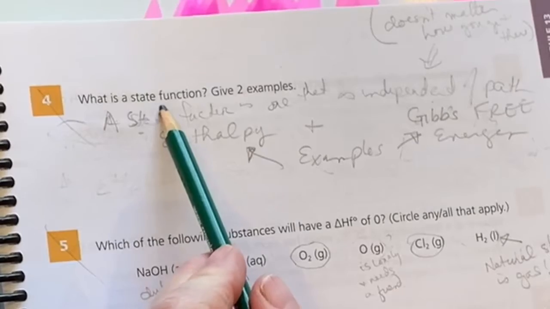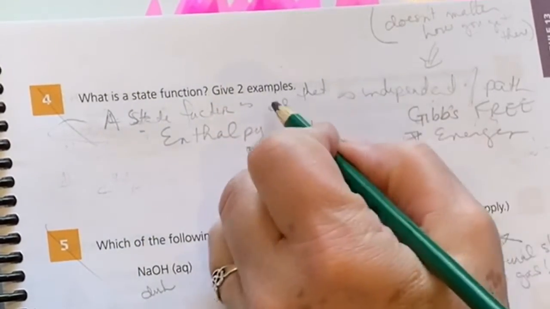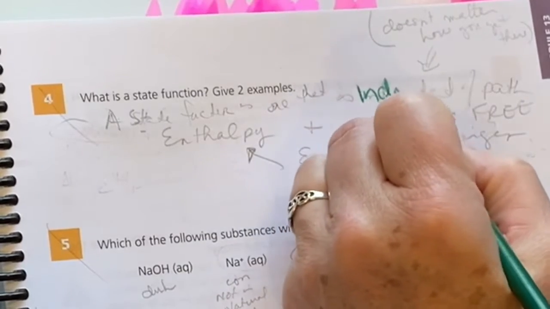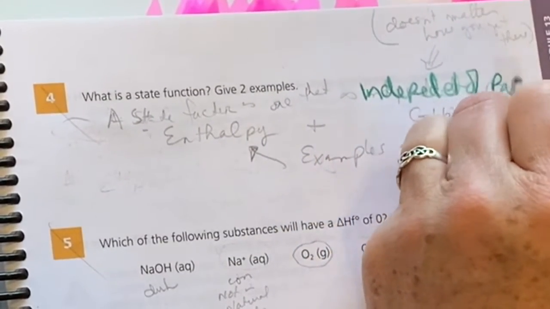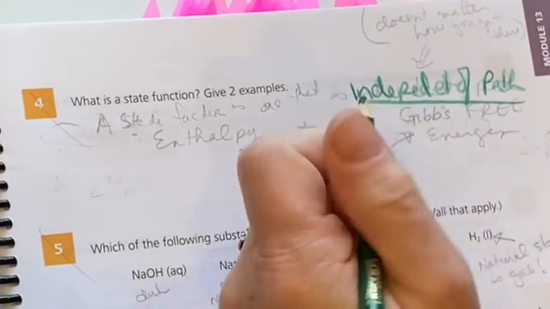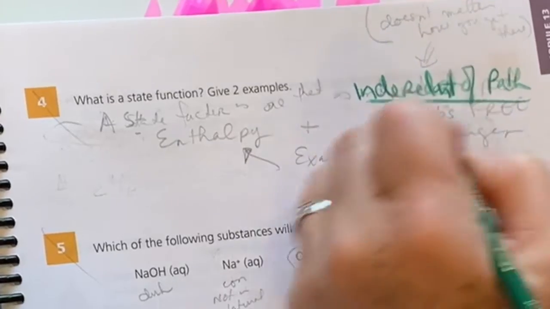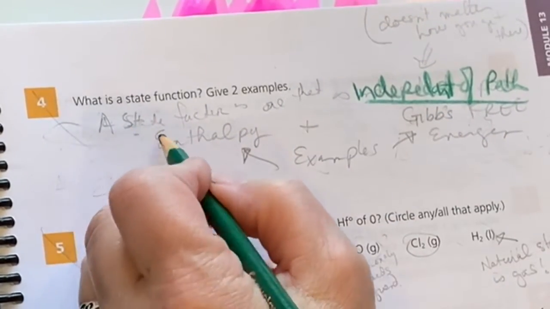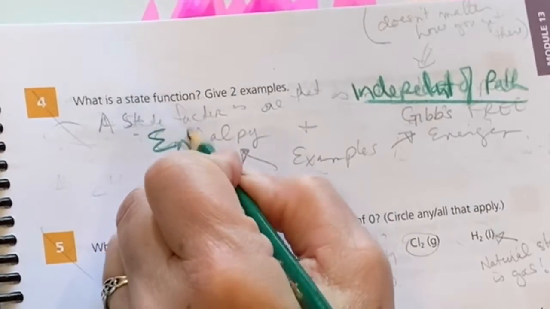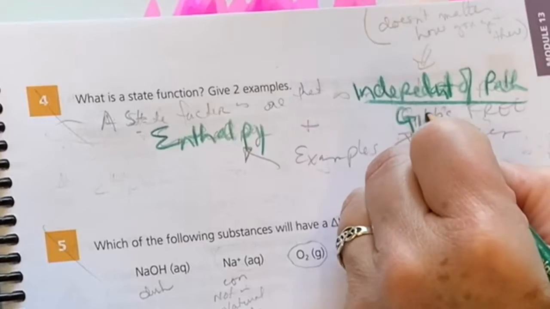What is a state function? Give examples. A state function is one that is independent of path, meaning it doesn't matter how it gets there. So it can do a variety of things and it still can get to the final goal. So examples would be enthalpy, and then Gibbs free energy.